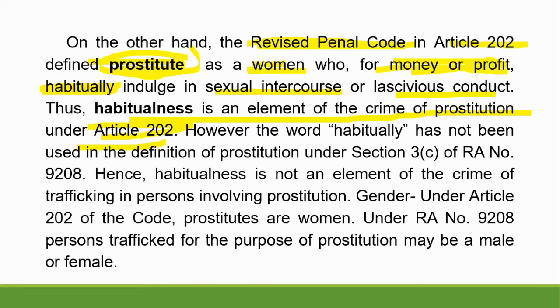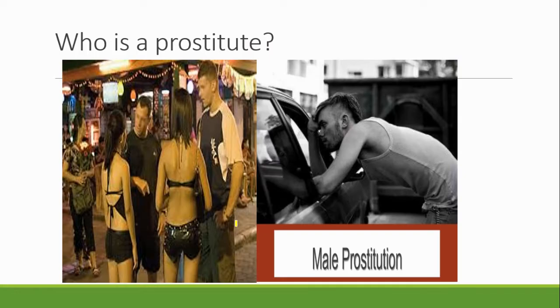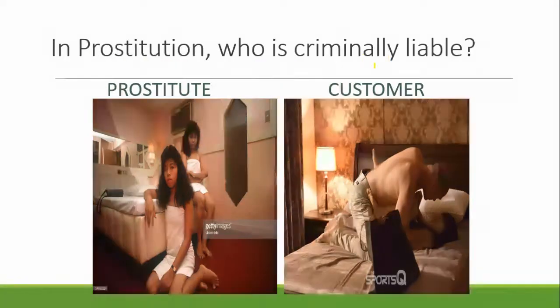Okay? So, under this article, 202, prostitutes are women only. Okay, women only. Now, so here, who is prostitute here? Itong babae nag-offer ng sexual services, itong lalaki nag-offer ng sexual services. So, under the law, under Article 202, is yung babae. Itong lalaki nag-offer ng sexual services, hindi yan prostitute. Under the law, 202.